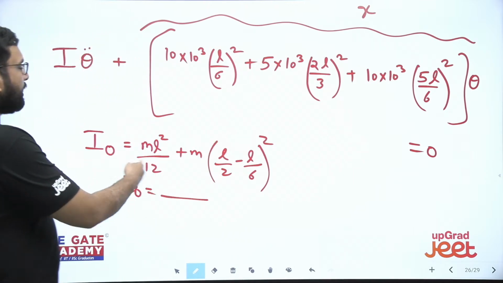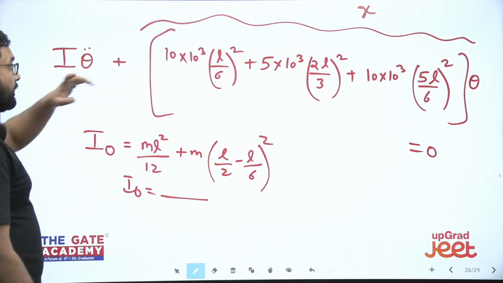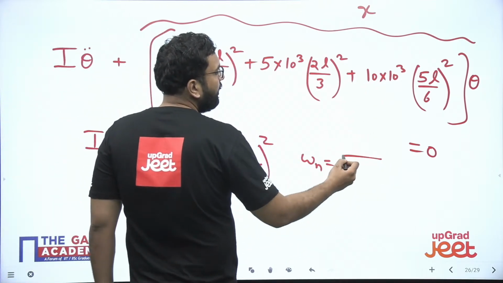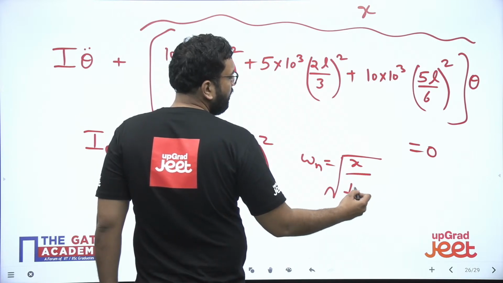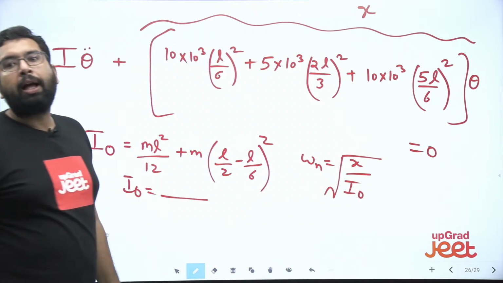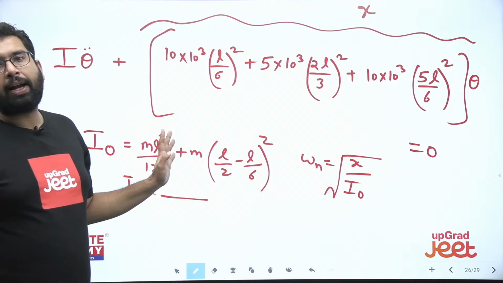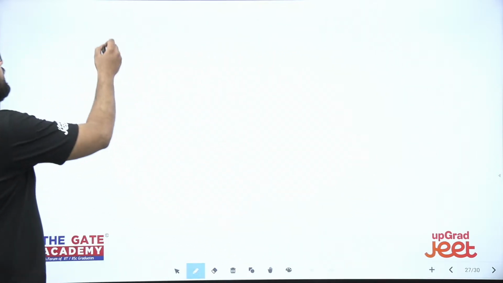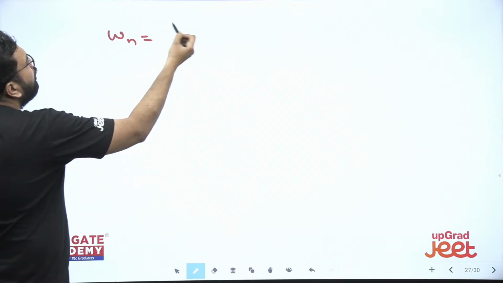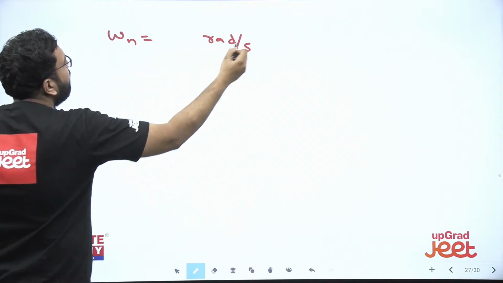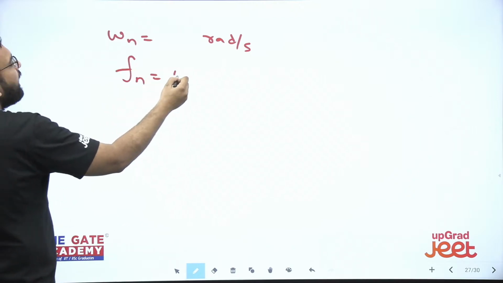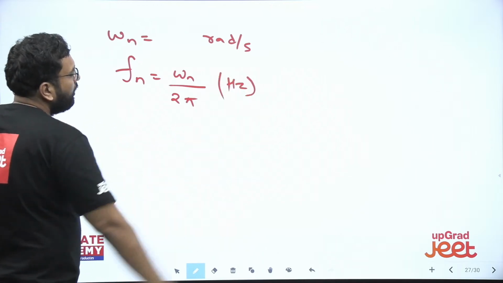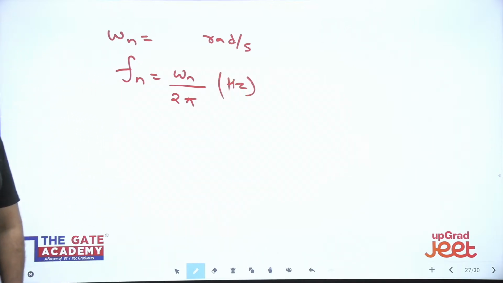Now can we find all this? Let's suppose this is X, so what will be omega n? Whatever comes here, you put X upon I naught, whatever you find from here, and you will get the answer. This omega n that we are getting is in radian per second. If you want to find it in hertz, what has to be done? We have to divide it by 2 pi. I hope all of us are aware of it.